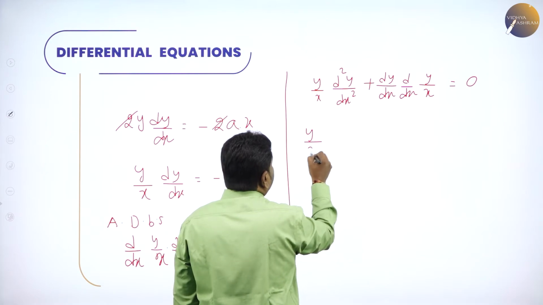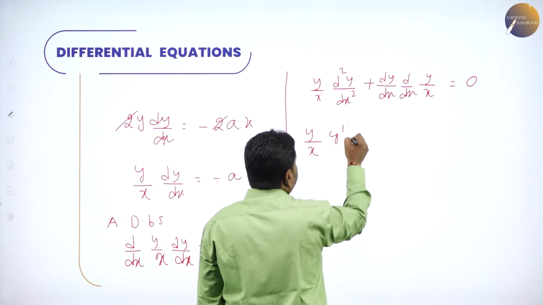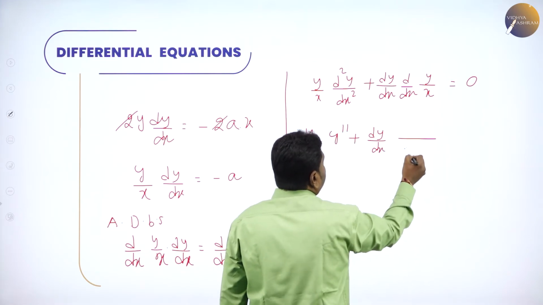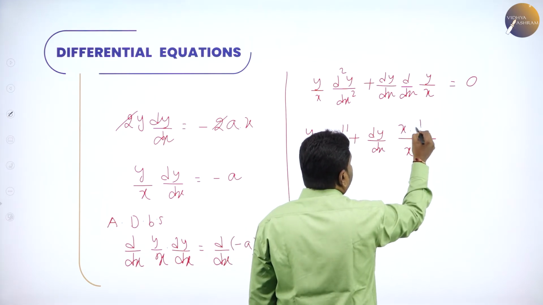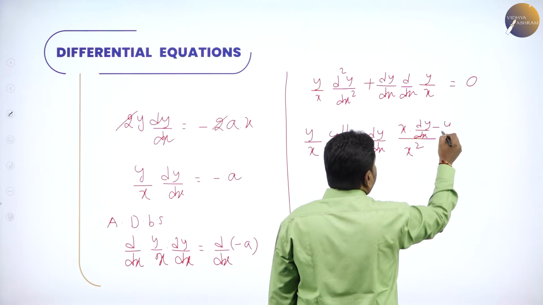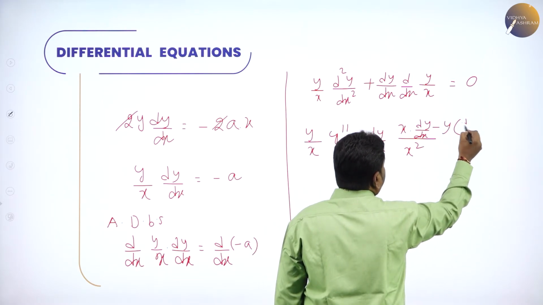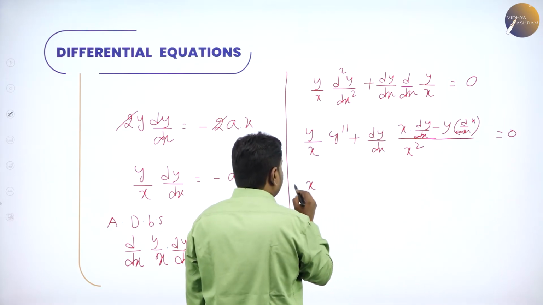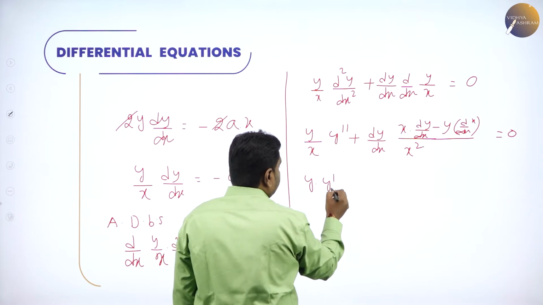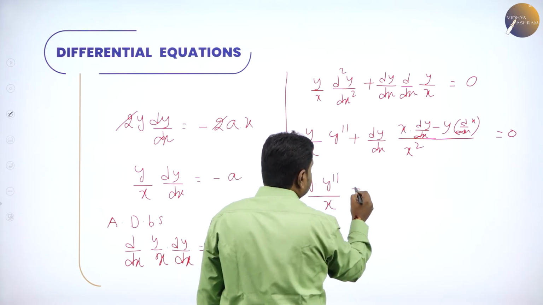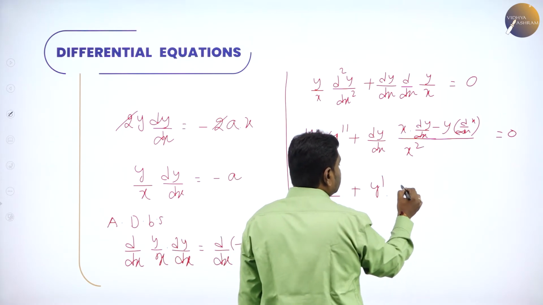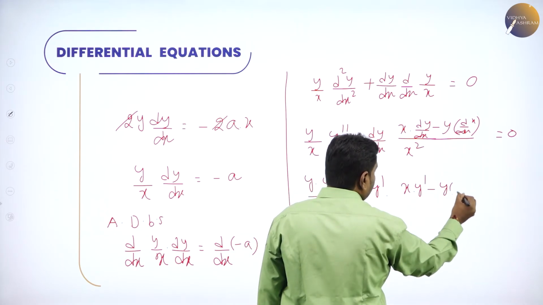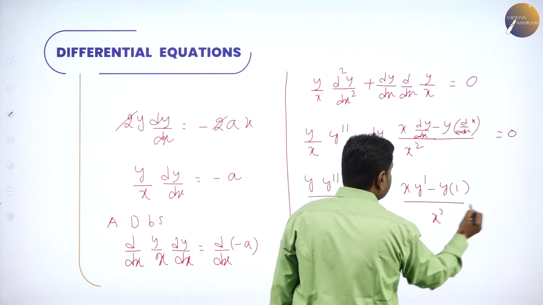So d/dx of (y/x), I can write this as y double dash plus dy by dx into... so you should use the quotient rule for this. Denominator into derivative of numerator minus numerator into derivative of denominator, the whole over denominator squared, is equal to 0. So x into dy by dx, I call it y dash, minus y into dx by dx, is 1, divided by x square, is equal to 0.